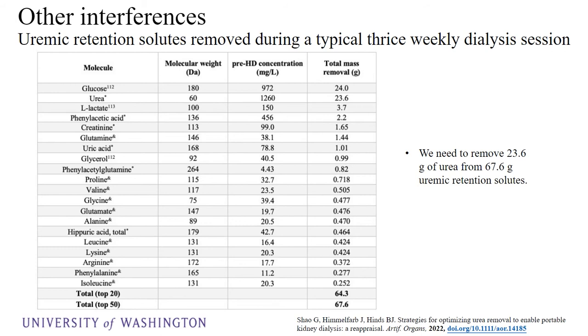If we simply look at the top 20 uremic retention solutes, their total mass removal is 64.3 grams. If we extend that list to the top 50, the total mass removal will be 67.6 grams. And out of that, we only need to remove 23.6 grams of urea. So all these uremic retention solutes will be there to reduce the urea removal efficiency.